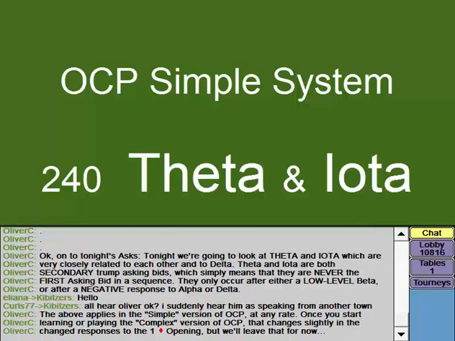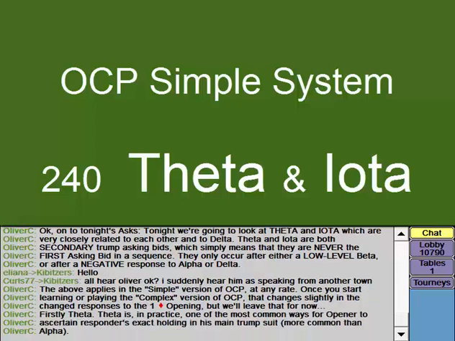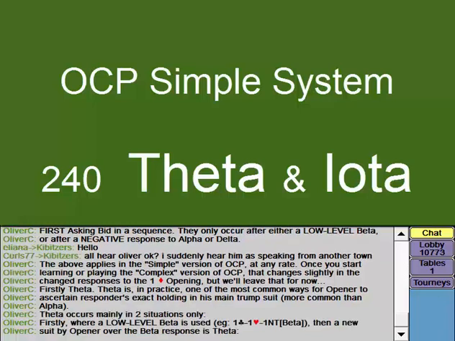In the complex system, it doesn't quite work like that. But you don't need to worry about that. So theta and iota are very common asking bids for reasons that I'll explain shortly. They are actually more common than alpha.